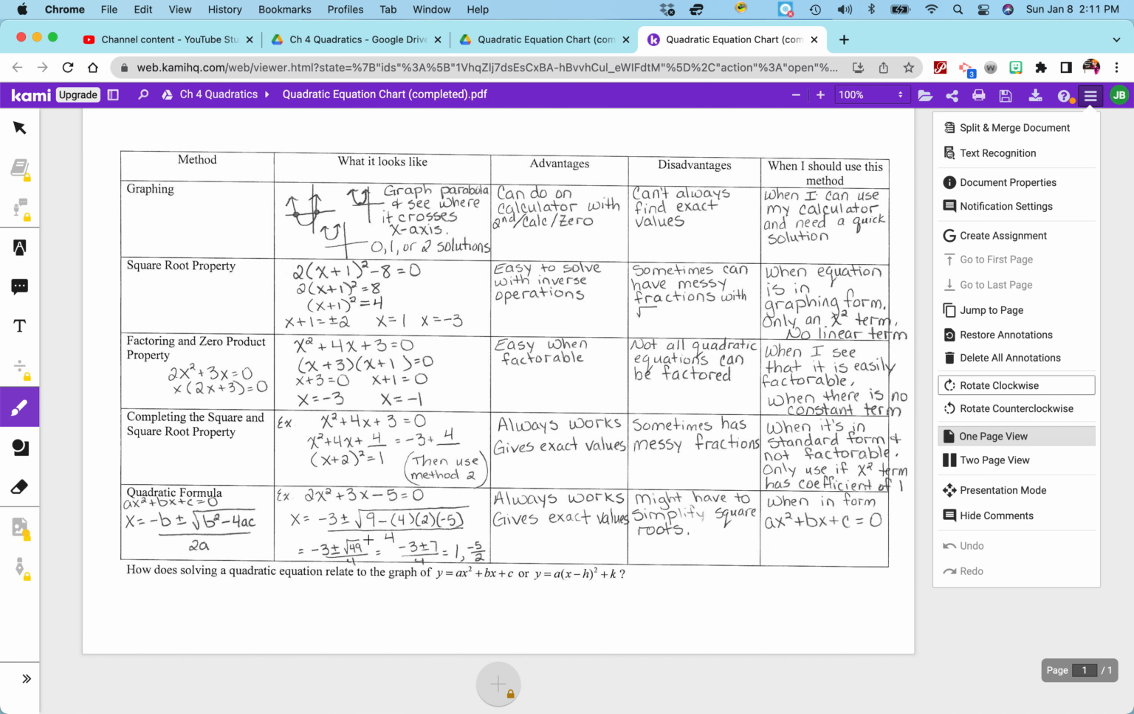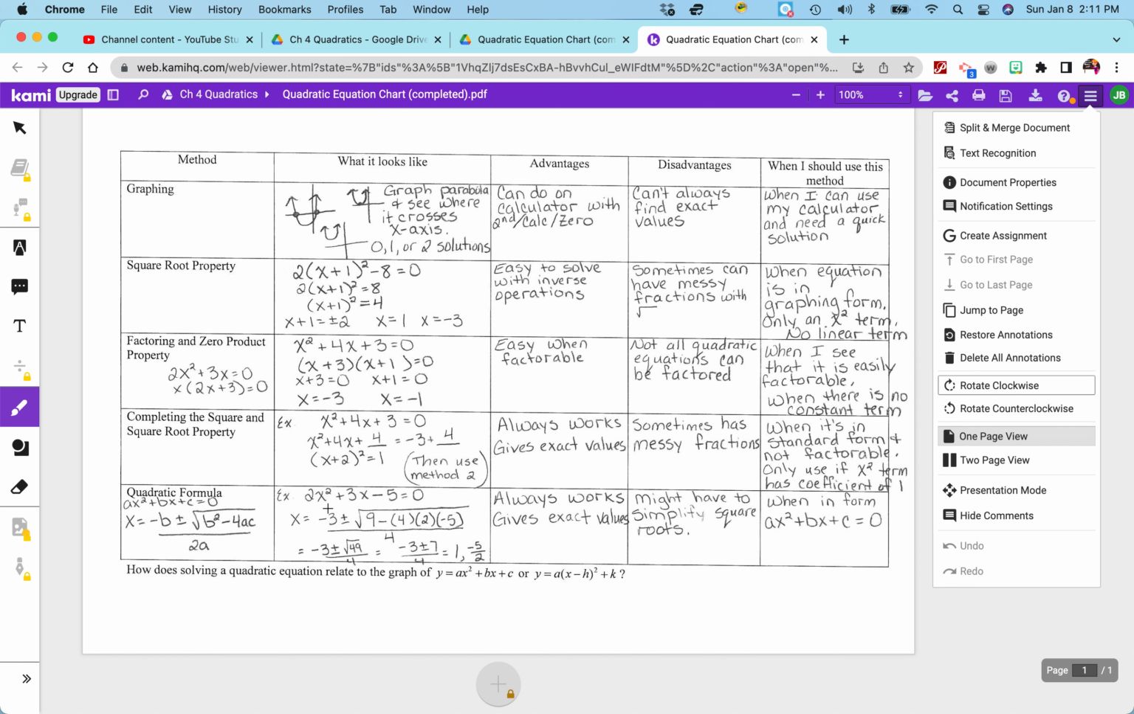The last method now that we have talked about that you need to add to your chart is solving with the quadratic formula. So again, this is in standard form, the quadratic formula, and I know you'll be singing it when you write it down, but you have x equals the opposite of b plus or minus the square root of b squared minus 4ac all over 2a. Here's an example. So here it is in standard form. Notice that the a is 2, the b is 3, the c is negative 5.